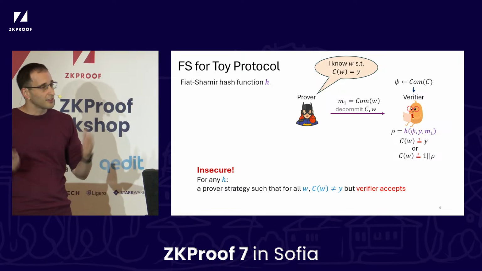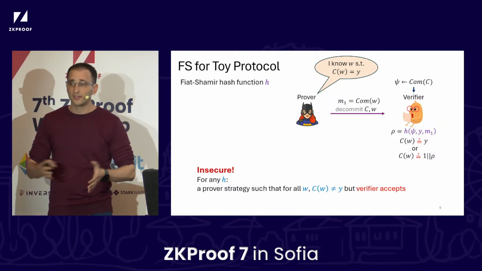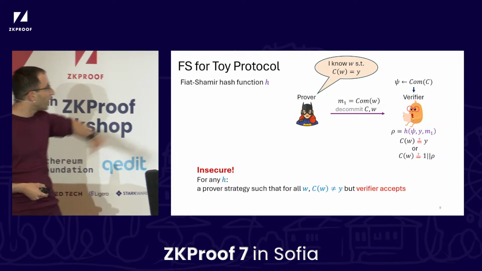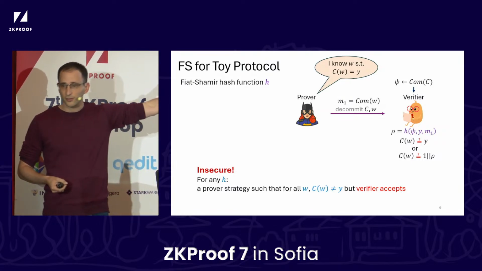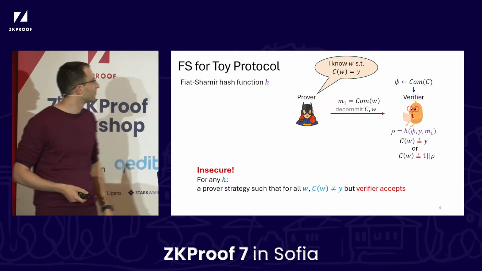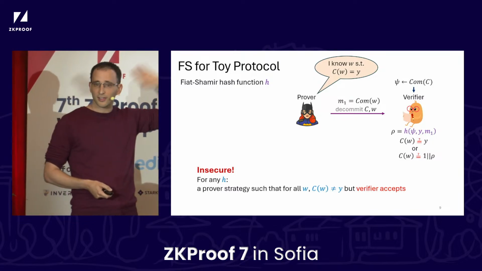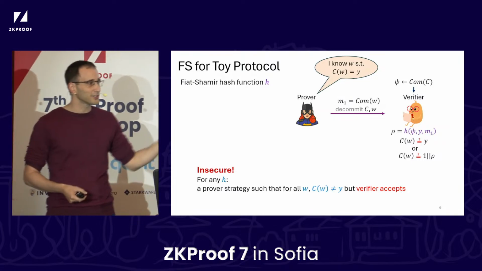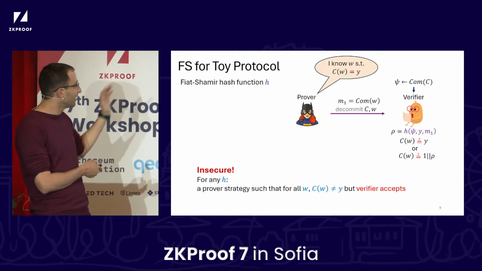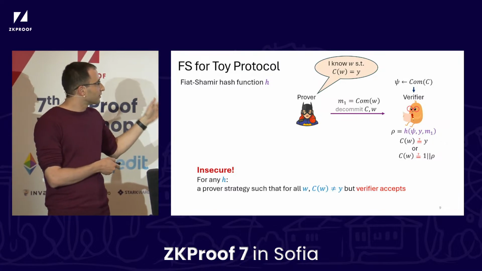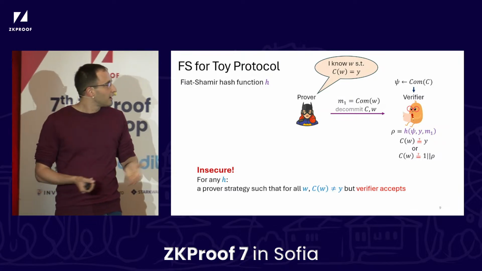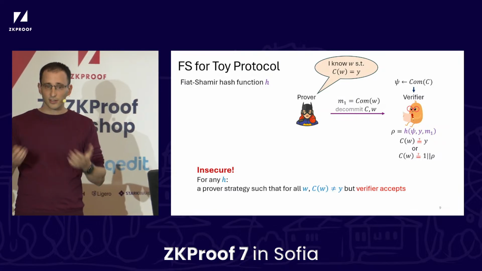Good. This protocol, after we compile, is actually insecure. So what I'm going to show in a second is that for any function h, regardless of what this function h is, okay, SHA-256, SHA-3500, doesn't matter, SHA in 1,000 years from now, there is a prover strategy such that for any W, this circuit on W is not going to be equal to Y. However, the verifier is going to accept with probability 1.